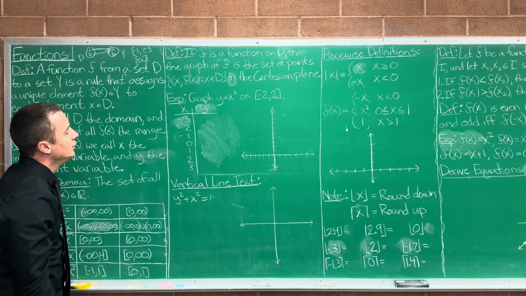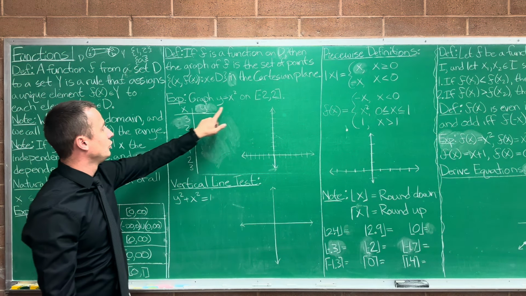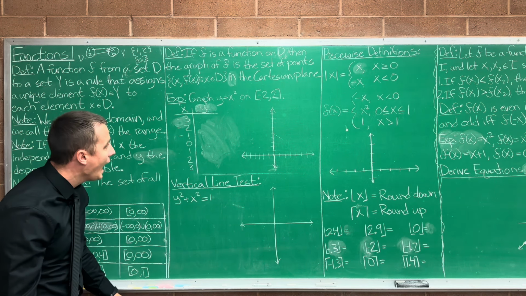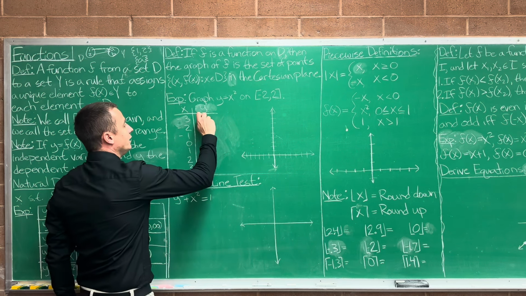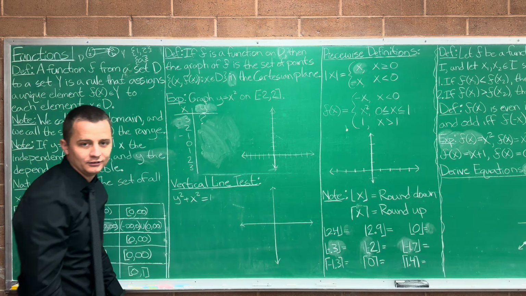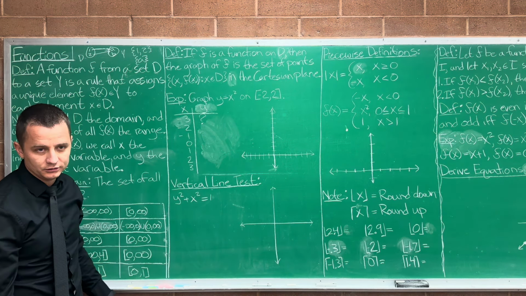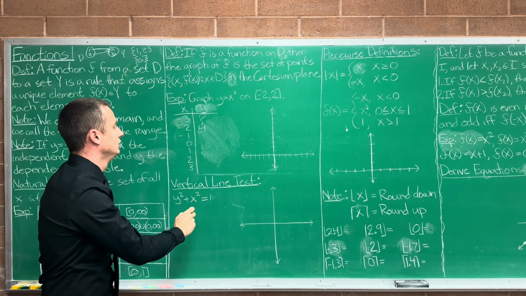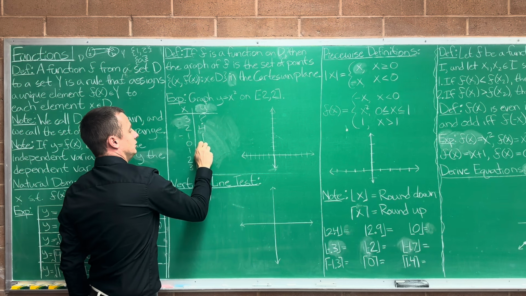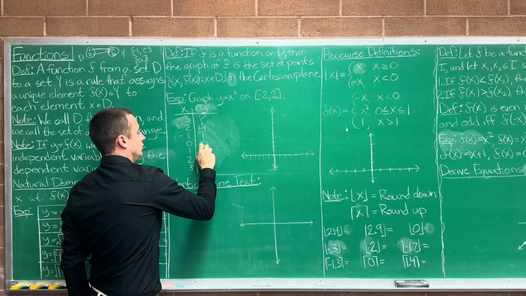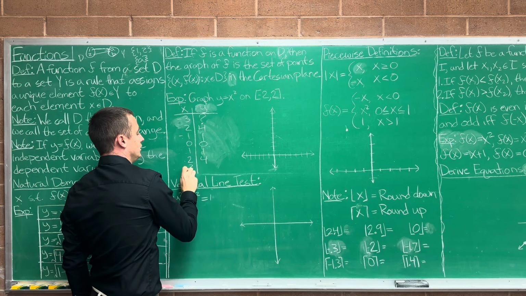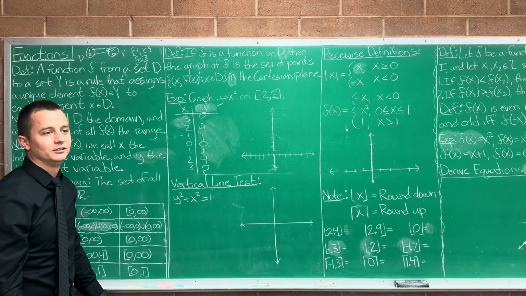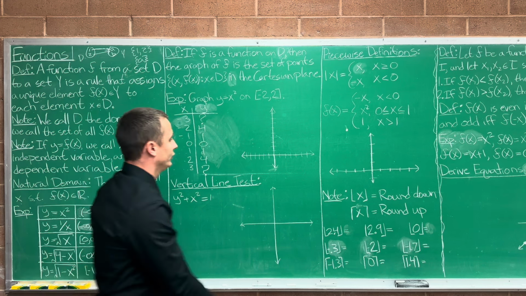Okay, so what does -3 go to on this function? Bad question. That's not in the domain. What does -2 go to? 4. What does -1 go to? 1. What does 0 go to? 0. What does 1 go to? 1. 2? 4. 3? Nothing. Bad question.